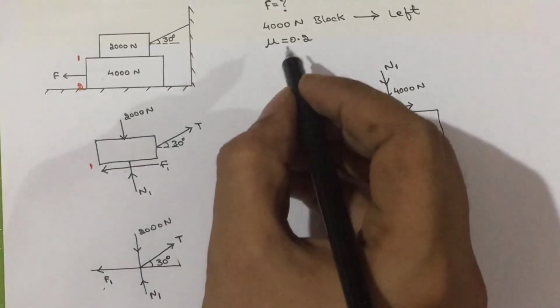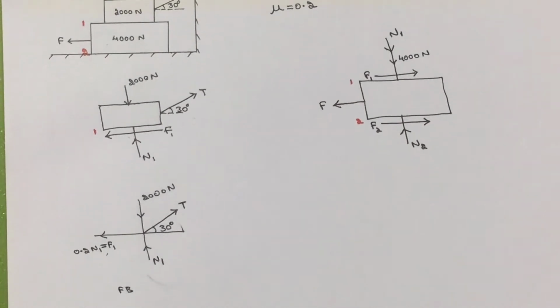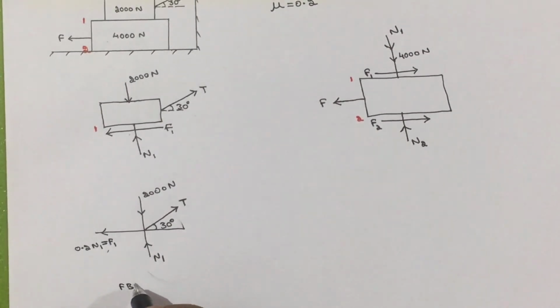Now the coefficient of friction is given as 0.2. So we can write F1 is equal to mu into N1, or mu is given as 0.2. We can write that one as F1 is equal to 0.2 N1. Understood? Now this is the free body diagram, FBD, for 2000 Newton block.